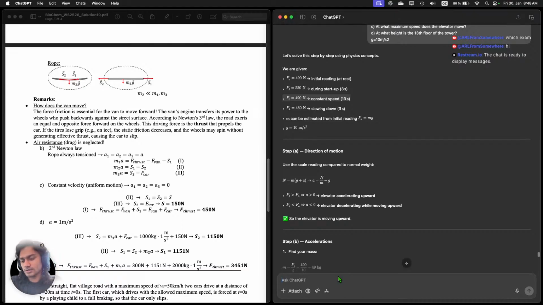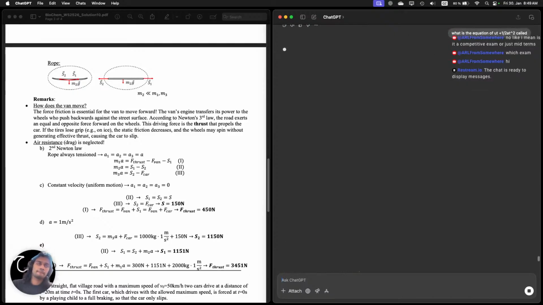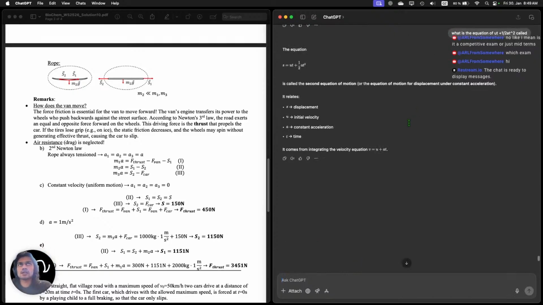18 seconds. Okay, that's 5 minutes. What is? No, I mean like is it competitive exam or just midterms? Yeah, it's like a first semester exam. It's not a competitive exam. It's just a basic physics exam. Not nothing big. This second equation of motion. Okay.